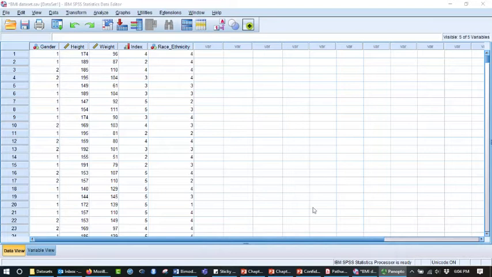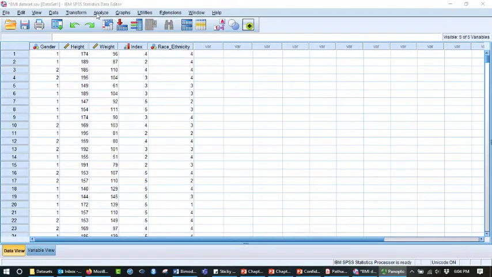Okay, so I'm going to use a different data set than the one I gave you for homework, but I'm going to show you how to do all the things I've asked you to do. So this is the body mass index data set that I gave you in the beginning of the semester, and we've got gender, which is nominal, race, which is nominal, height and weight are ratio, and index is ordinal.